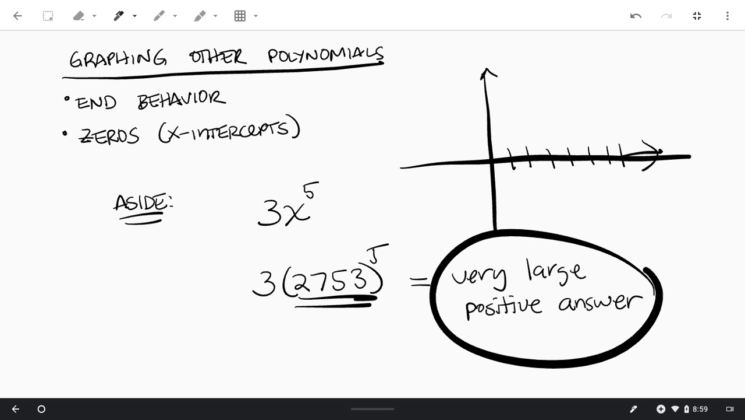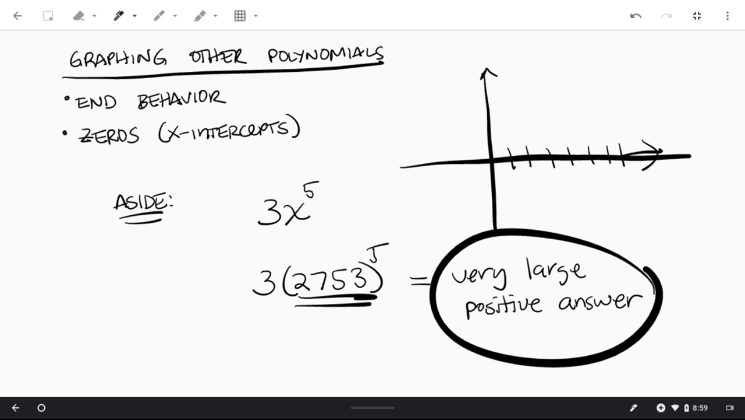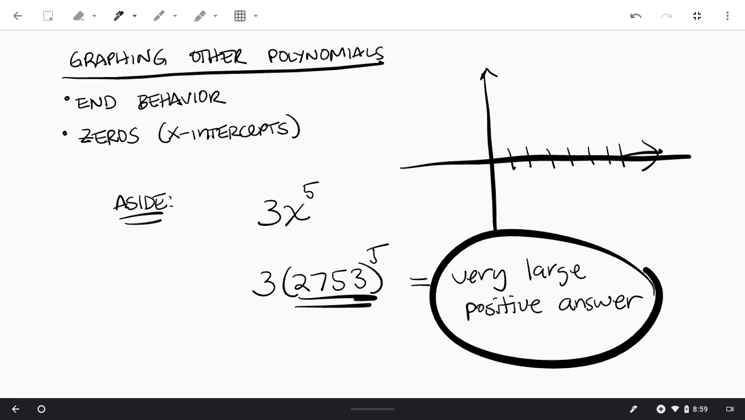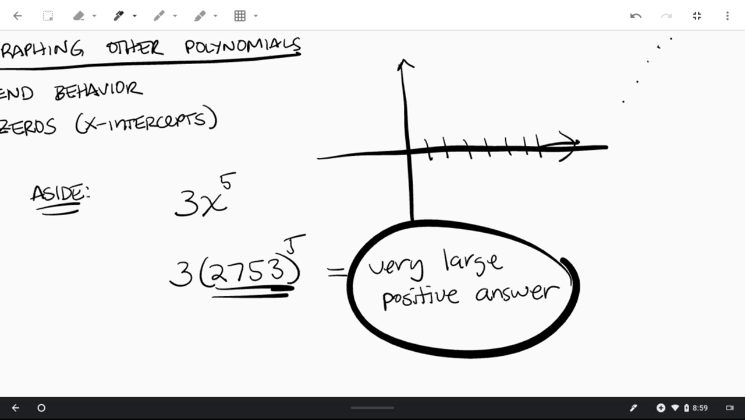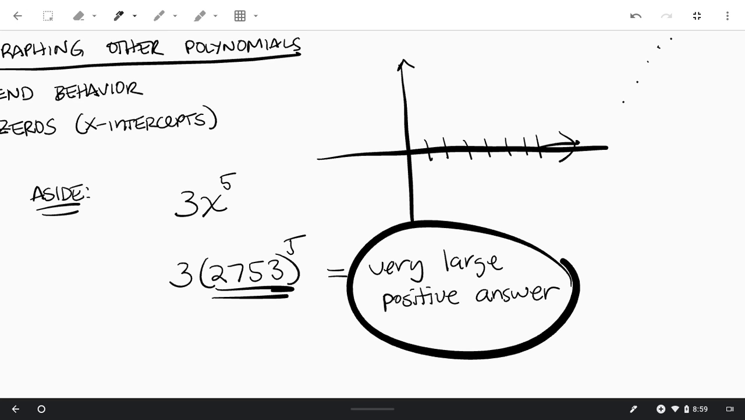Okay, so this here is what we mean by the end behavior. Over here on the right end, we're going to end up with bigger and bigger, bigger and bigger and bigger numbers the more we go to the far right.